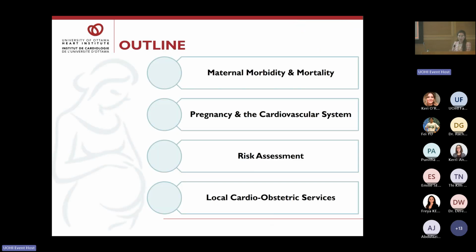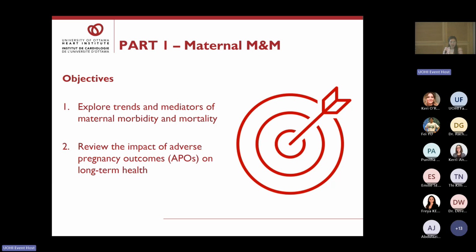We're going to talk about maternal morbidity and mortality. I'll walk you through the adaptations of the cardiovascular system in pregnancy and how we can assess pregnancy-related cardiovascular risk. And then I'll end by sharing all the cardio-obstetric services that we have here locally. For the first part, we're really going to observe trends and mediators of maternal morbidity and mortality, and I'll review the adverse pregnancy outcomes and how they impact long-term health.